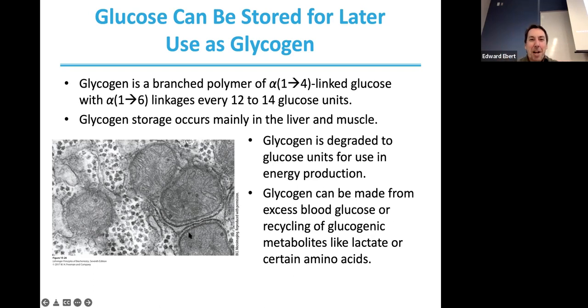All right. So that's our transcriptional regulation in there. Let's talk about something a little bit different.